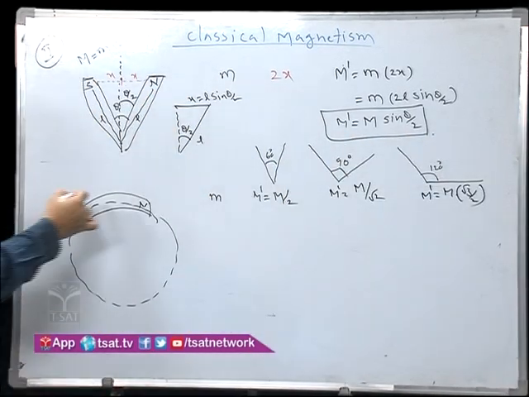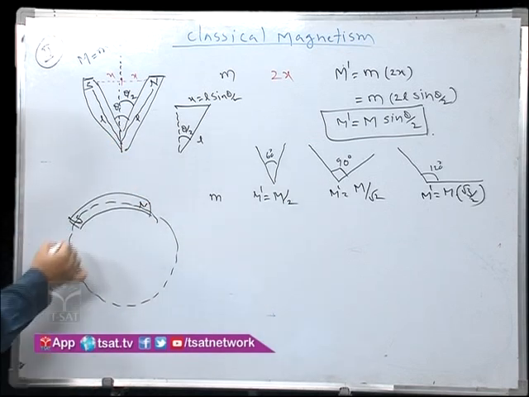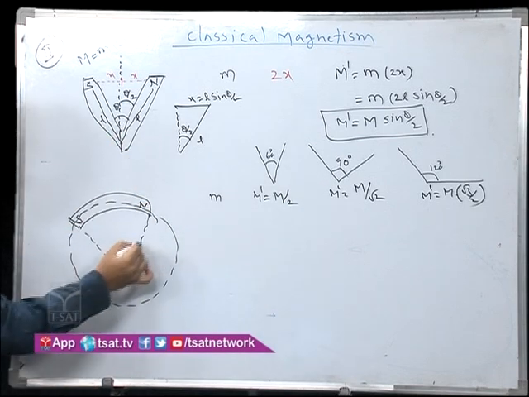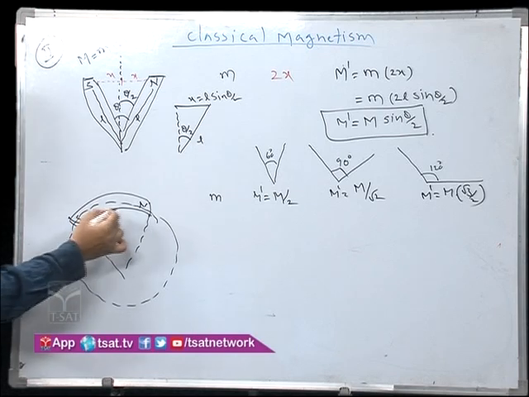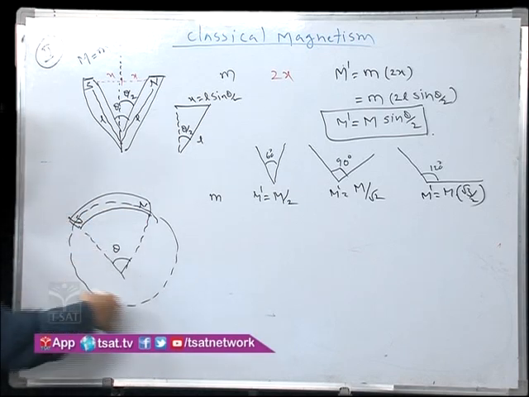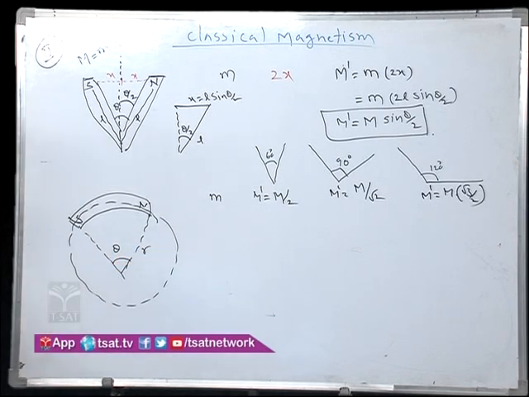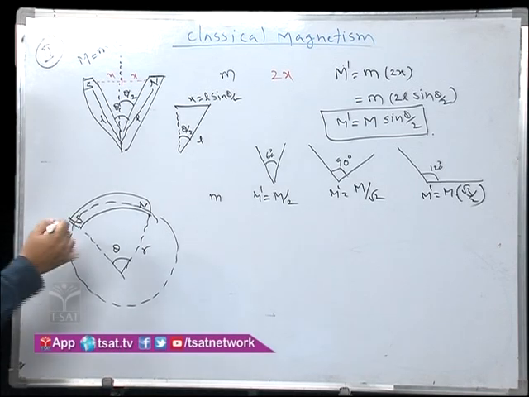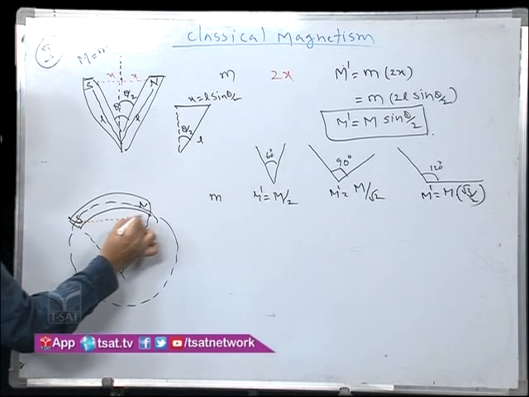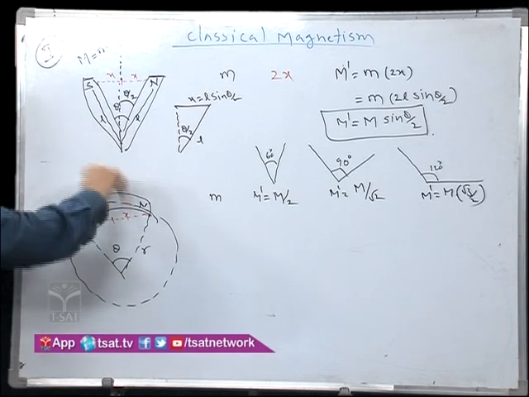Coming to another case, if it is bent in the form of an arc, then what happens? What about its new magnetic moment? Suppose it is bent in the form of an arc such that it makes an angle theta at the center of the circle. Here r is the radius of the circle. Here also the magnetic length changes. Magnetic length means the shortest distance between the two poles. So assume here 2x is the magnetic length.